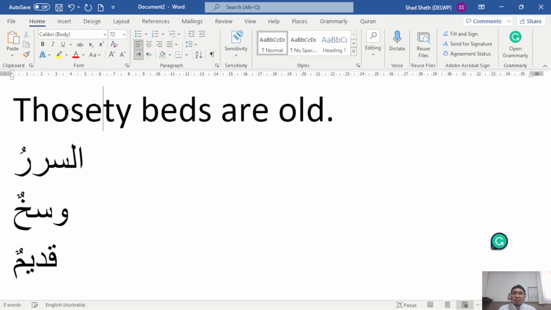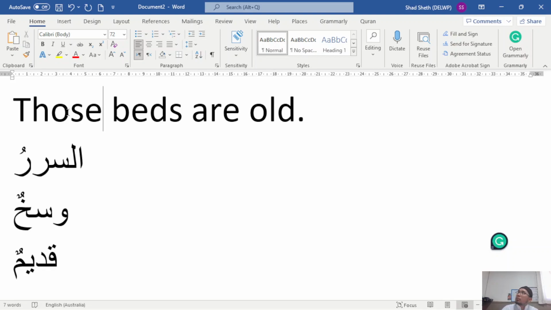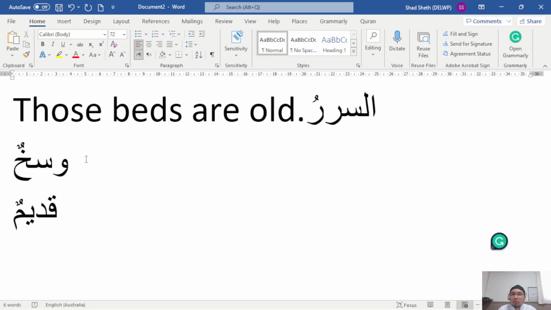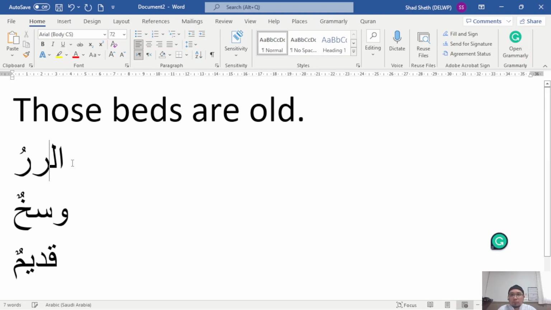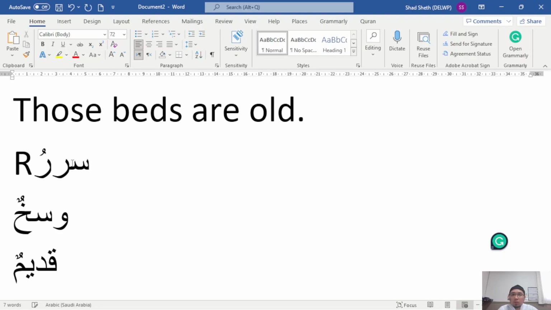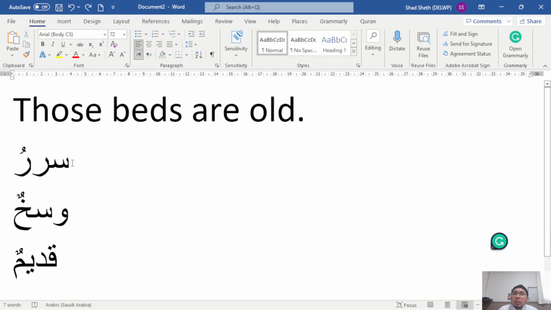That's wrong. Let's try this one. Those beds are old. How do you say those beds are old? Remember the fragment? Remember the mubtada khabar? Remember how to treat it? Fadilatun. Tilka. So tilka sururu. Tilka kalimatun. Yes. Tilka sururu kalimatun.